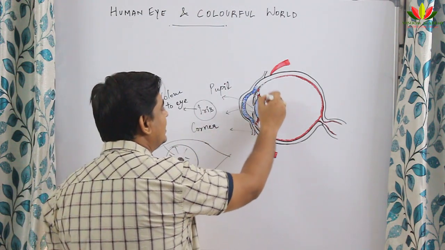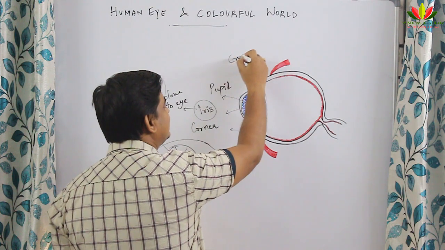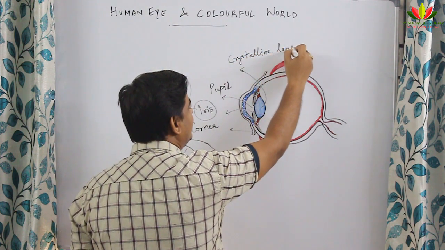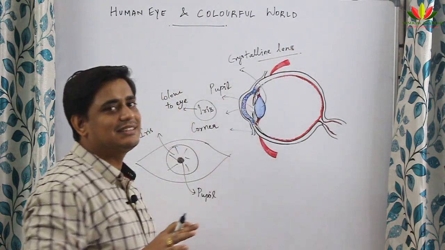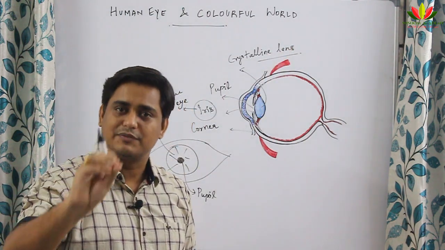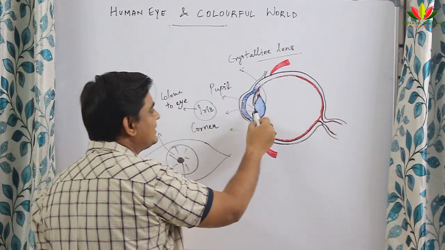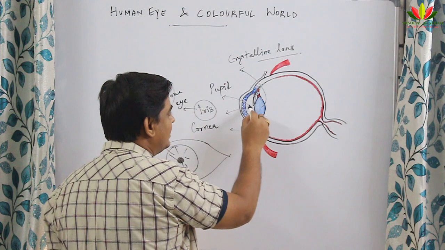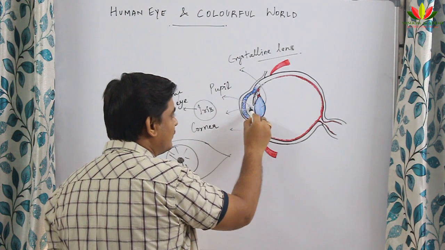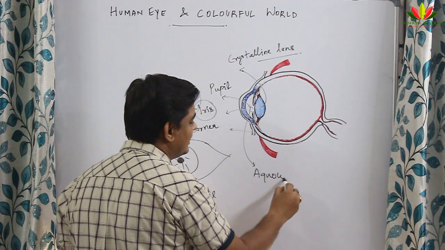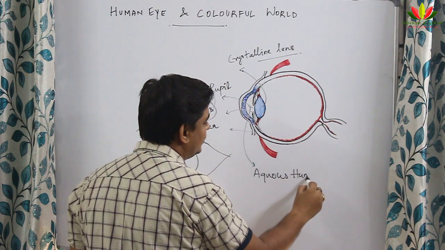This portion is known as crystalline lens. It is called as crystalline lens, where the light enters and gets refracted and enters inside this. One more thing, between this pupil and this cornea, there is a fluid present here, and this fluid is called as aqueous humor.